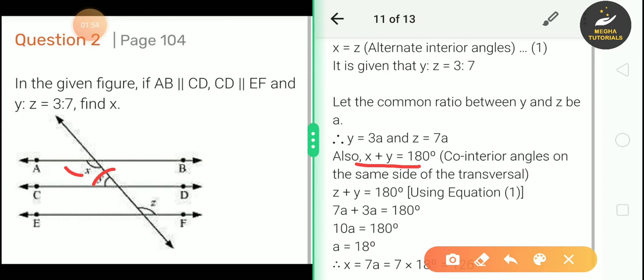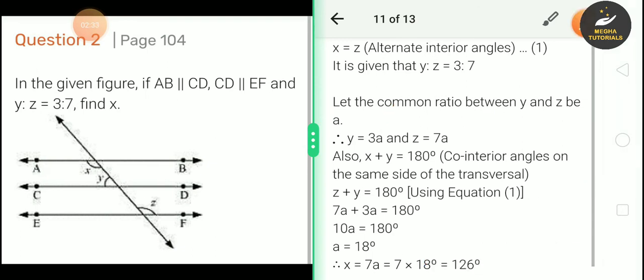Now in equation 1 we have seen that x is equal to z. So in this equation we will replace x by z to get z plus y is equal to 180 degree using equation 1. Now z is 7a and y is 3a, so we'll put this value in this equation. So 7a plus 3a is equal to 180 degree. So 10a is equal to 180 degree. Therefore a is equal to 180 upon 10, that is a is equal to 18 degree.